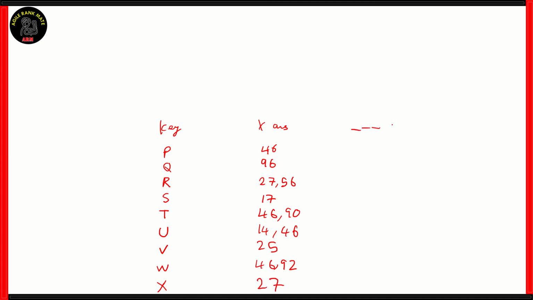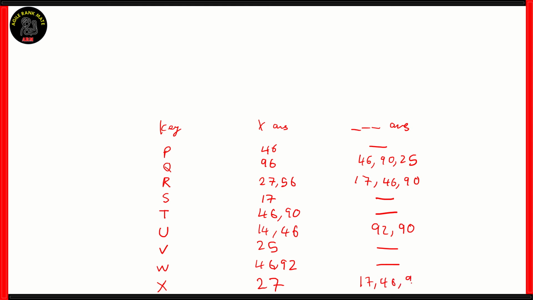Now if you had the blank answers, if you look at that column, P does not have any blank answers, Q has 46, 90, and 25, X has 17, 46, and 90, S does not have any blank answers, T does not have any blank answers, U has questions 92 and 90 as blank, V does not have any blanks, W does not have any blanks, X has 17, 46, and 90 as blanked.